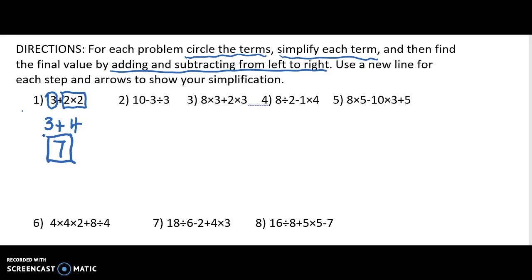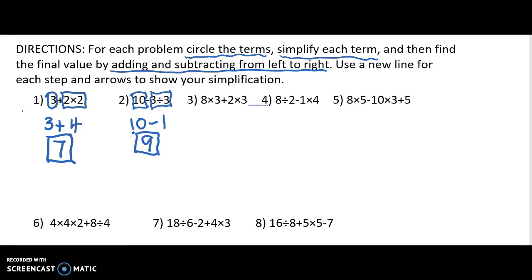Okay, we'll do one more together. 10 is a term all by itself. 3 divided by 3 is a term. 10 minus 3 divided by 3 is 1. 10 minus 1 is 9.